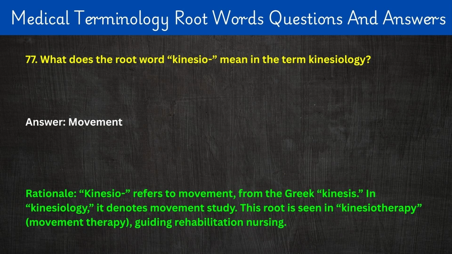77. What does the root word kinesio- mean in the term kinesiology? Answer: movement. Rationale: Kinesio- refers to movement, from the Greek kinesis. In kinesiology, it denotes movement study. This root is seen in kinesiotherapy, movement therapy, guiding rehabilitation nursing.